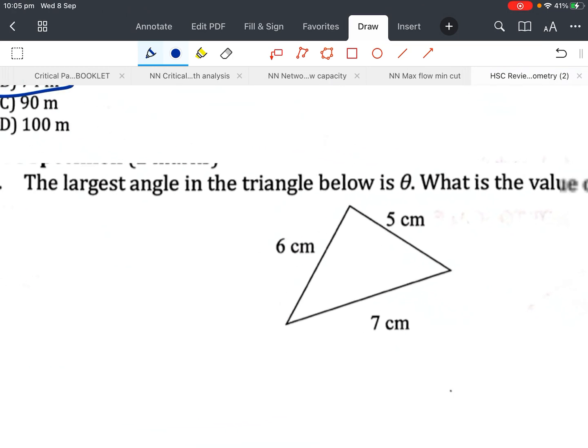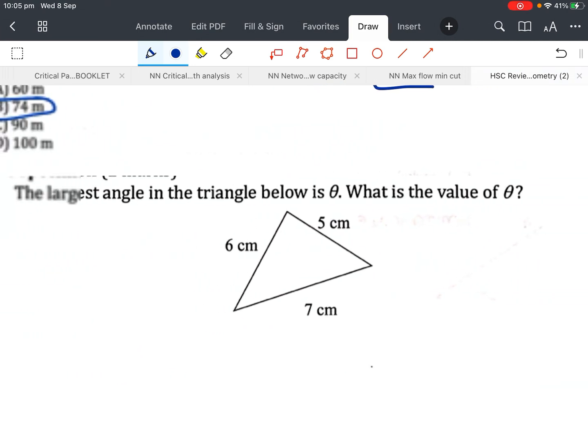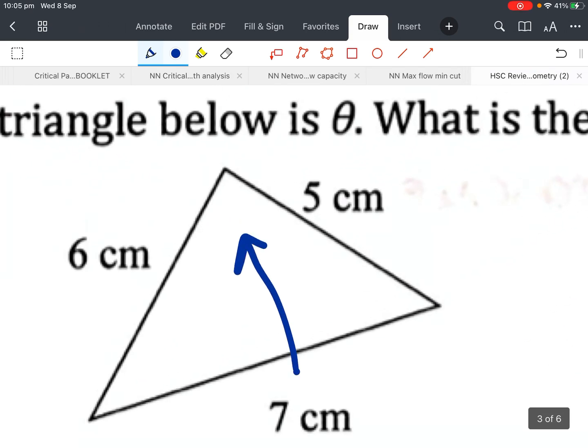Alright, let's try this one. The largest angle in the triangle below is theta. What's the angle of theta? Well, there's no theta in the diagram, but you need to know that the largest angle will always be opposite the largest side. So that's where the largest angle will be.